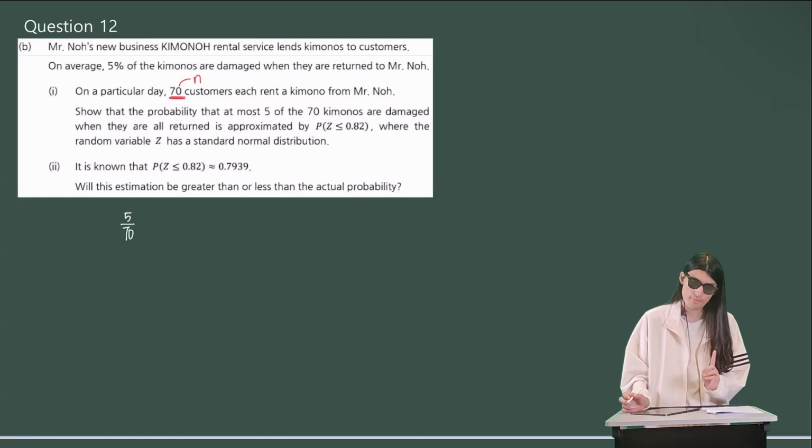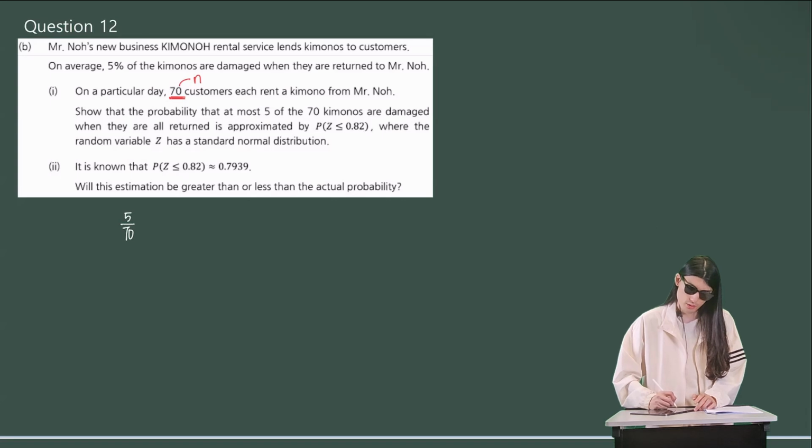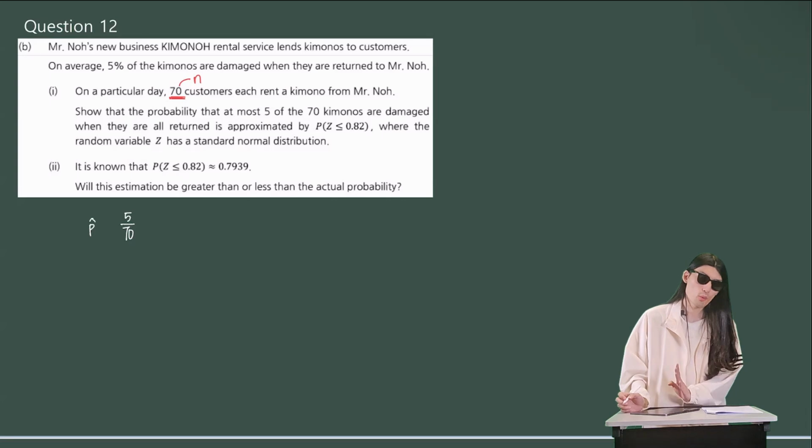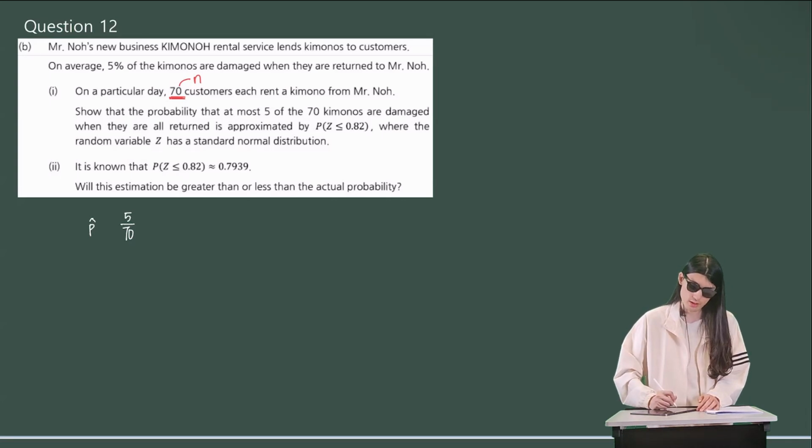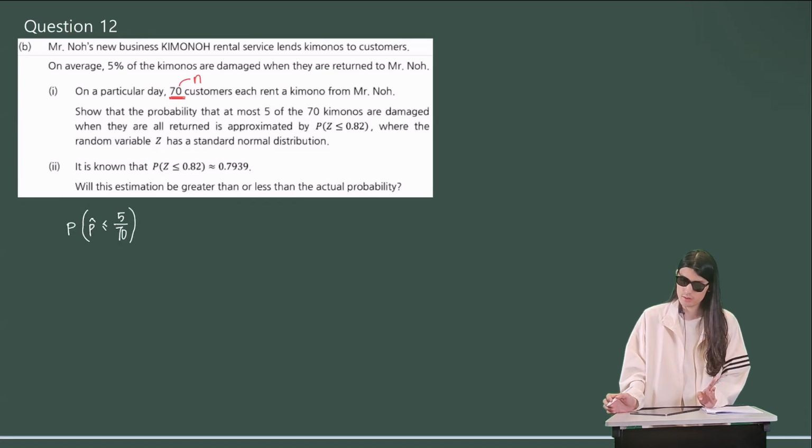But at most, P hat, the proportion of the kimonos which are returned and found to be damaged, out of 70, at most 5 on 70. Less than or equal to 5 on 70. And the question wants you to consider the probability of this occurring.